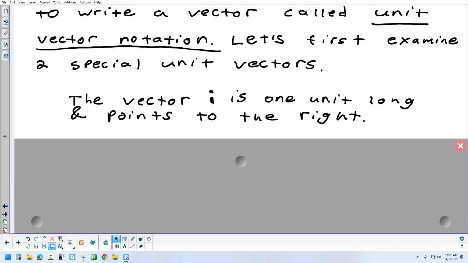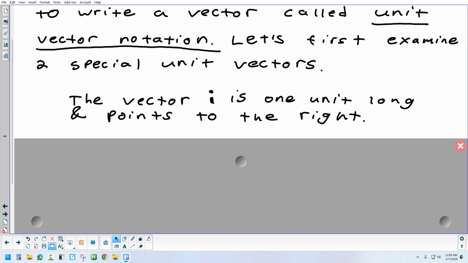Okay, so that vector has a special name. And there's one other vector that has a special name. Can you just wait for one person? She should be right back.